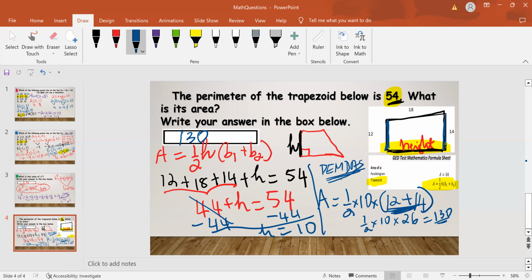If it's feet, they're going to be square feet. If it's meters, they're going to be square meters. But don't worry, here they don't give you the units, so it's like that.